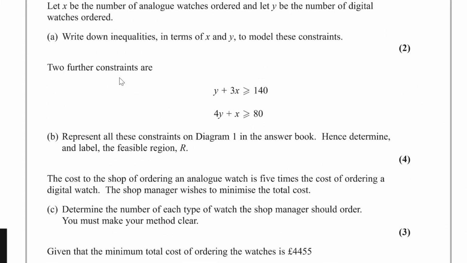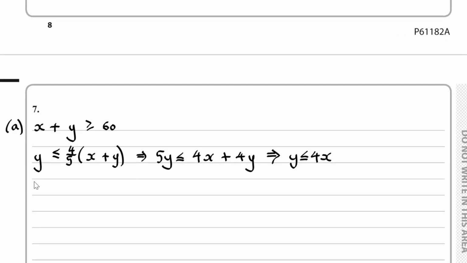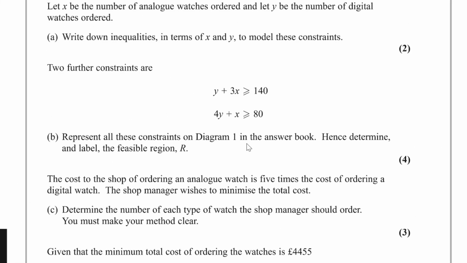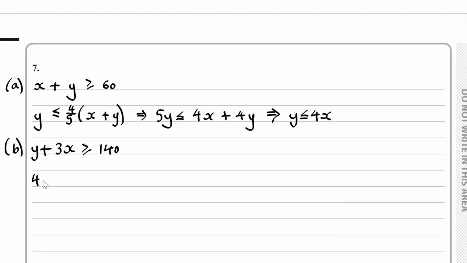And now for part B, we've got 2 further constraints. Let's just quickly copy those down. We've got Y plus 3X being greater than or equal to 140. And let's just write that out neatly. And what else do we have? We've got 4Y plus X being greater than or equal to 80.